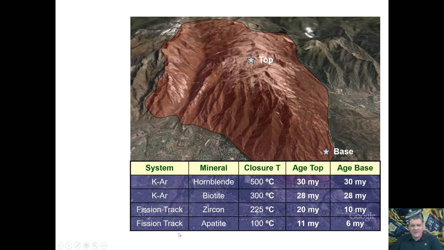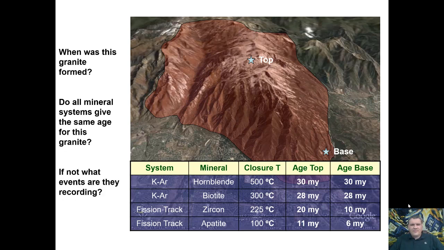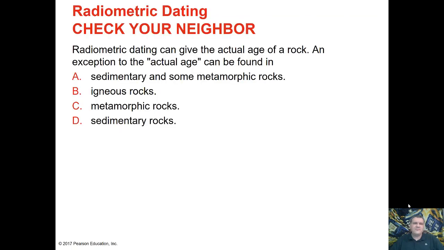Then we see a similar thing happening in apatite. Okay, so apatite says that the age is 11 million years and the age of the base is 6 million years. Okay, so this tells us that it took 5 million years for the bottom to finally cool below 100 Celsius. I hope this kind of helps you see what's going on with these different pieces, and that you can kind of get a feel for, although we are getting distinct ages, we're still kind of interpreting a sequence of events.